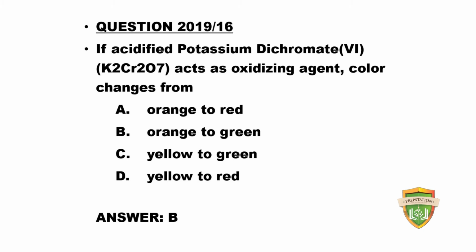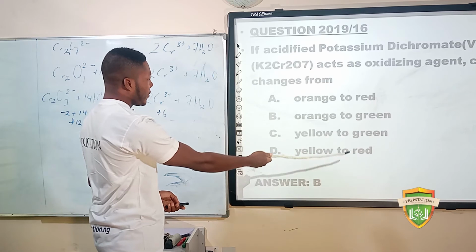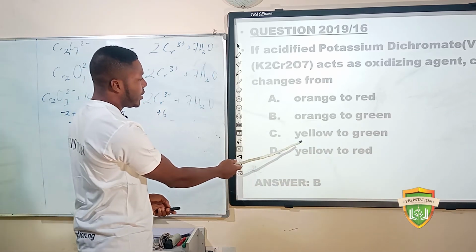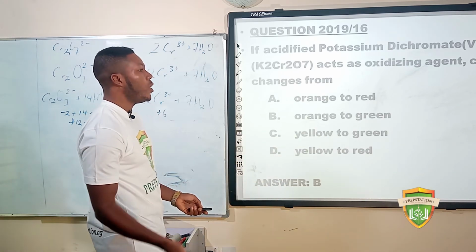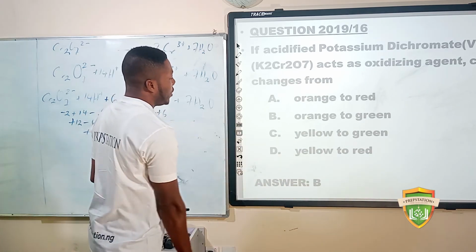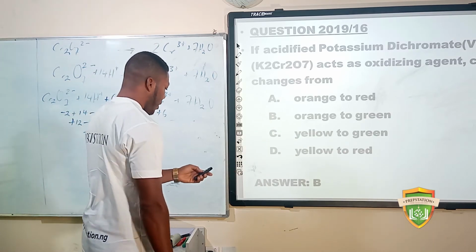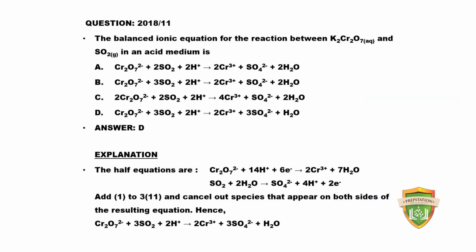Question 16 from 2019. If acidified potassium dichromate(VI), which is K2Cr2O7, acts as an oxidizing agent, the color changes from, this is just a bonus question, what is the answer? From orange to what? To green. Yes. Some say yellow, but the color that is universally known is from orange. So B best describes the answer.